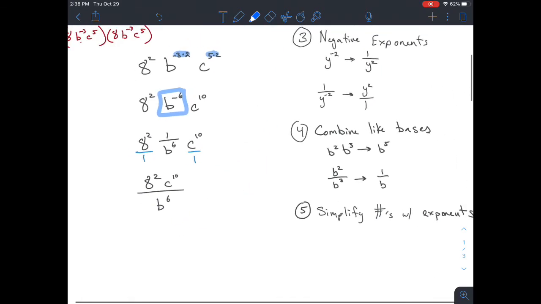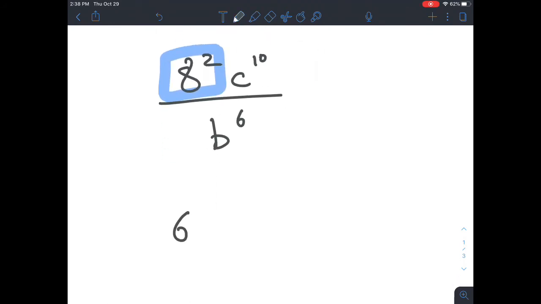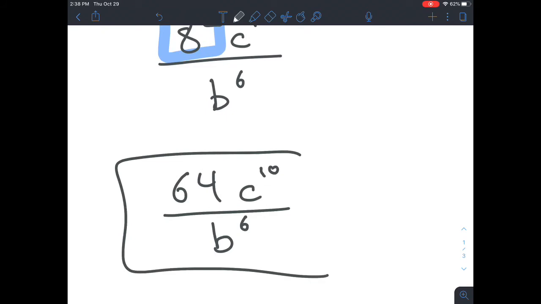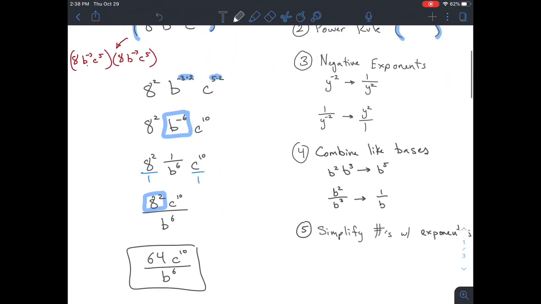Now the last step is simplifying those numbers with the exponents. So 8 to the 2nd power, that's going to be 64 c to the 10th over b to the 6th power. That is now fully simplified. There are no zero exponents. There are no negative exponents. There's no numbers that have exponents on them. All like bases are taken care of. So that is a fully simplified expression.